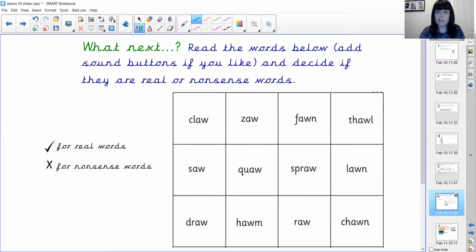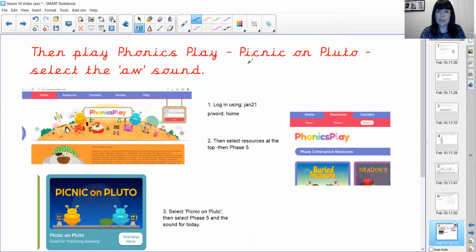Right, we've got another activity for you to try to practice some more with your or sound. So here's some words on this grid. Go through them. You can write them down and use the sound buttons if you need to, and then decide if you think they're a real word or a nonsense word. All of those have the or sound at the end. Good job for that. And then if you need some more practice, you can go to Phonics Play and use Picnic on Pluto to read lots of Phase 5 words with the or sound in them and deciding if they're real or nonsense words.